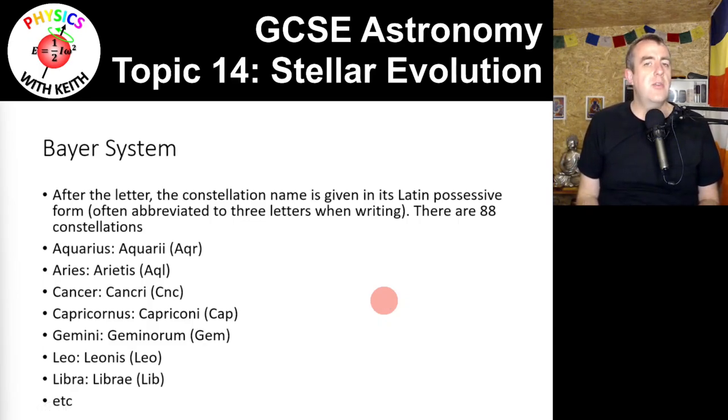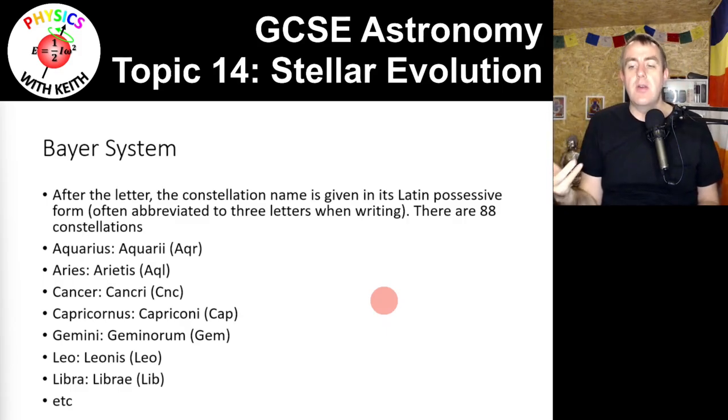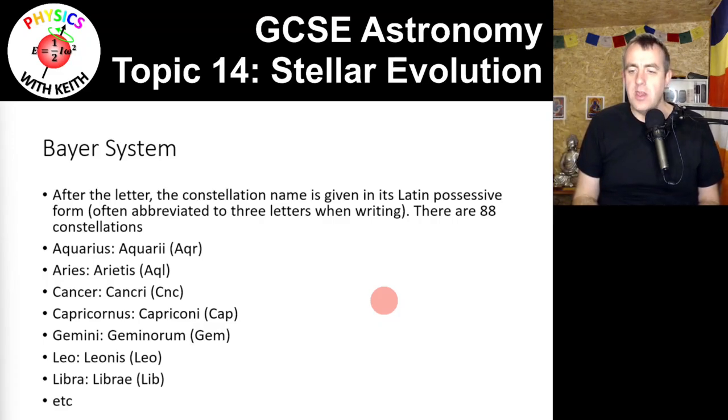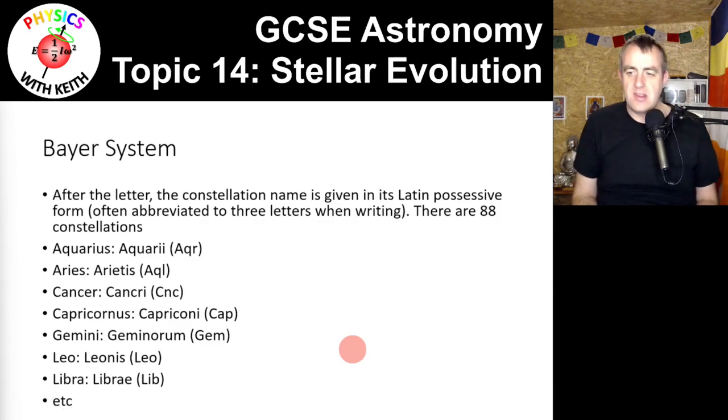So how do we refer to our stars? We refer to them by the name of the constellation, and then by the Greek letter or Roman letter. So there are 88 constellations, but we don't just say Aries, we would say Arietis. We don't say Cancer, we say Cancri, I think that is. I don't speak Latin, so I'm not wonderful at pronouncing these. So instead of Libra, it's Librae. Apparently, this is the possessive form of these nouns.